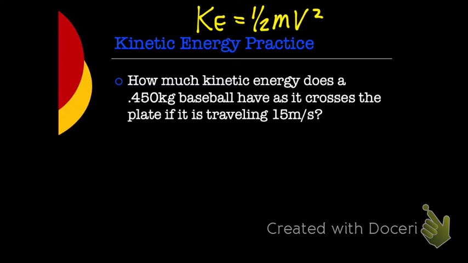Do you guys like using word problems? Some people, a lot of people say no, but I'm going to show you what I think is the easiest way. As we go through the problem, we're going to start making a list of all the information that we have. The first thing it says is, how much kinetic energy does a 0.45 kilogram baseball have as it crosses the plate if it is traveling 15 meters per second?